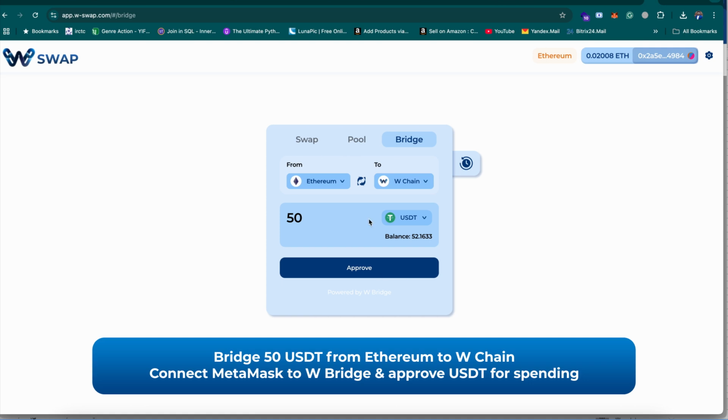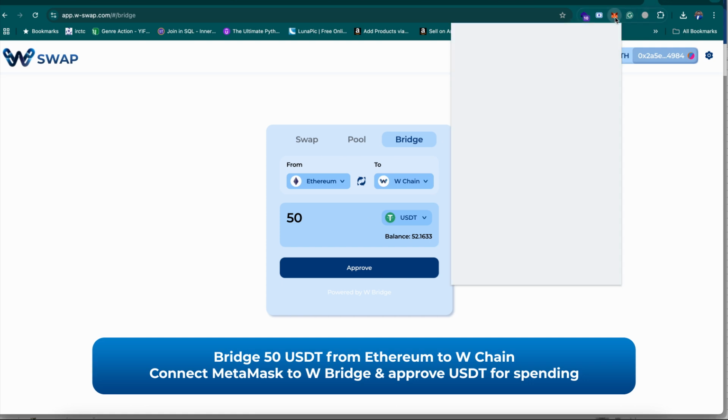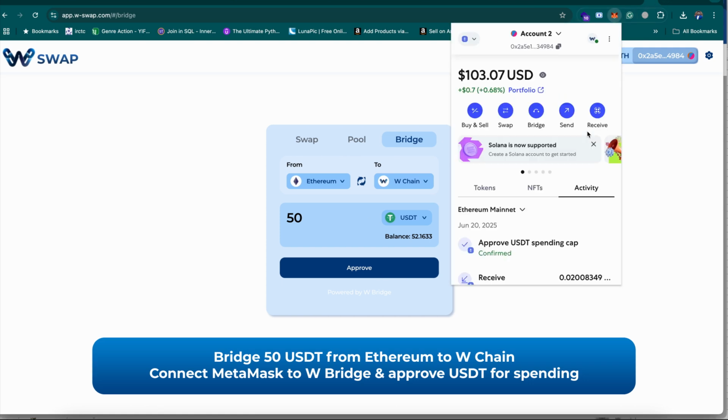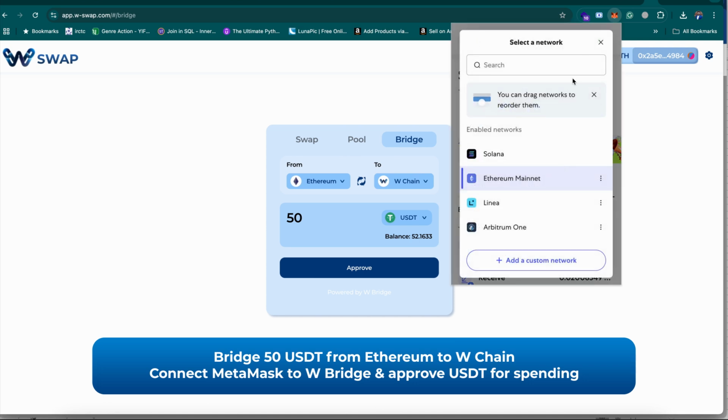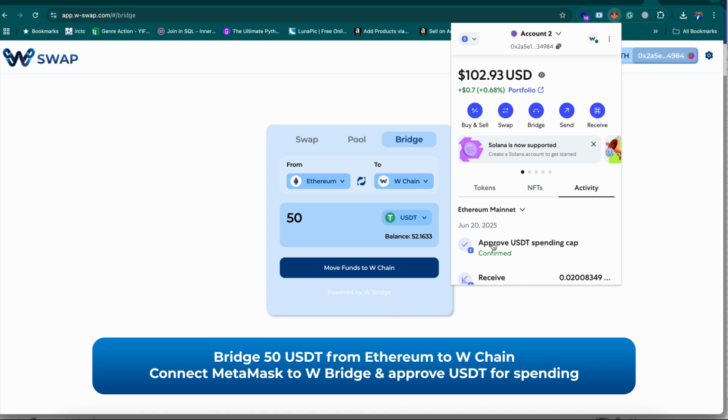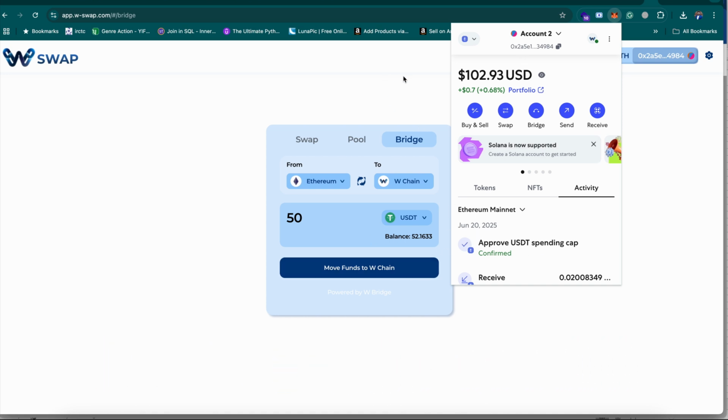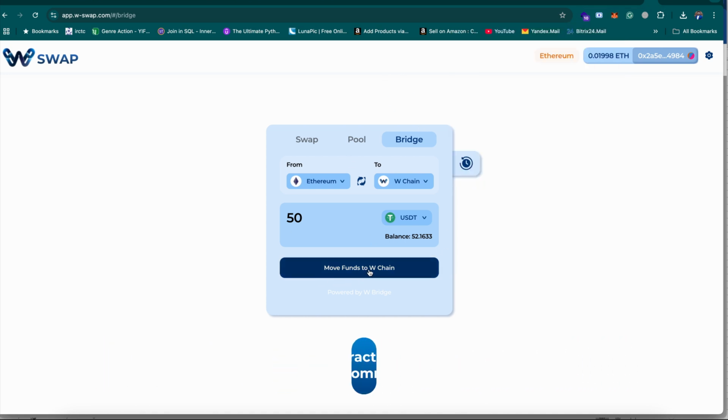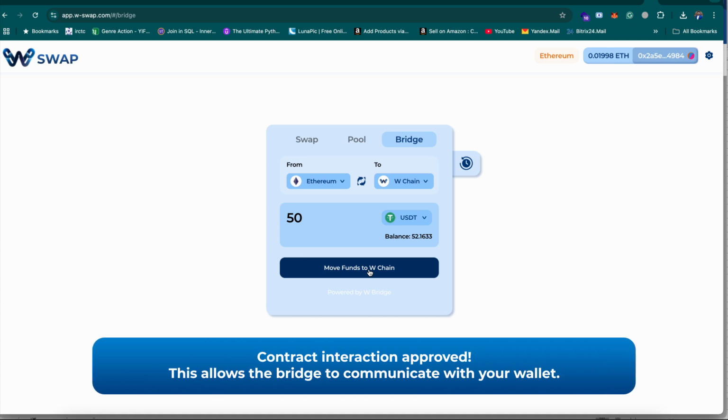First, let's bridge 50 USDT from Ethereum to W chain. Make sure your MetaMask wallet is connected to the W bridge interface. As you can see, I've already approved USDT for spending. I've also approved contract interaction. This lets the bridge communicate with my wallet to initiate the transaction.